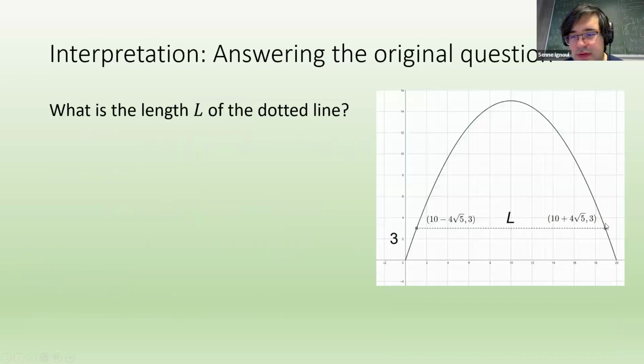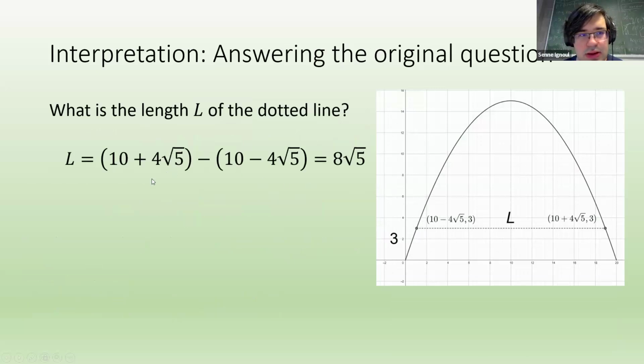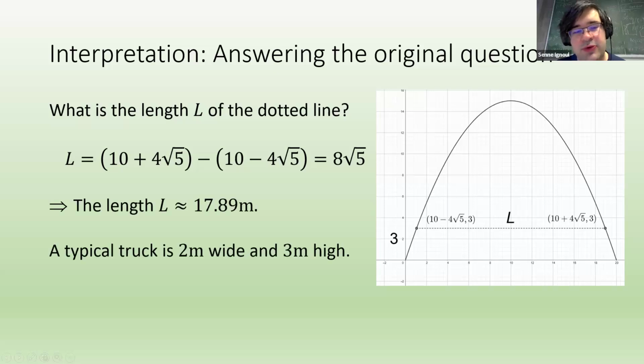If we do that, we get here this L. We want to find the length L of this dotted line. How do we do this? We take the biggest x value here, and we subtract the lowest x value here. If we want to compute this distance in more generality, the formula is a bit more difficult, but because the y values are just 3, it's just the biggest number minus the smallest number. And if we do that, we get 8 times the square root of 5, which is approximately 17.89 meters. Remember, we are working in meters.